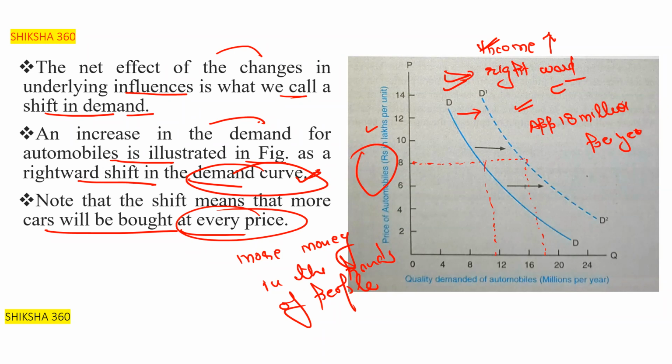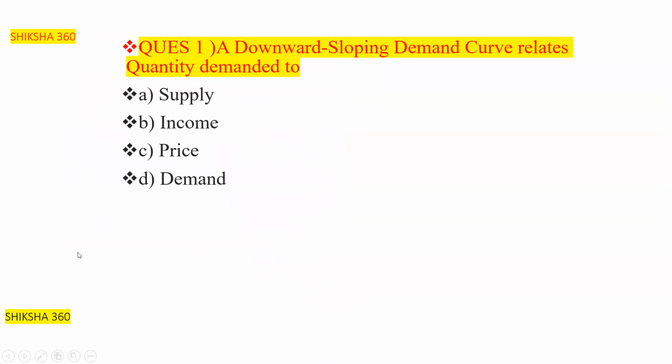So now we will discuss some questions on the basis of that, and I request all of you to please participate in the question discussion. Let's first move to the first question. A downward sloping demand curve basically relates quantity demanded to what? Supply, income, price, or demand?